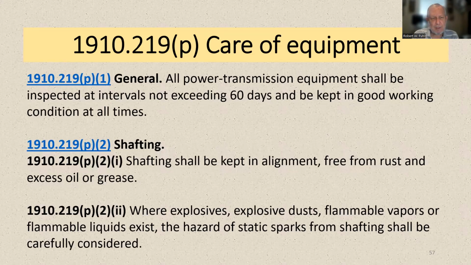All power transmission equipment shall be inspected at intervals not exceeding 60 days and be kept in good working condition at all times. Shafting should be kept in alignment, free from rust and excess oil or grease. Where explosives, explosive dust, flammable vapors, or flammable liquids exist, the hazard of static sparks from shafting shall be carefully considered. That's another really odd OSHA thing.